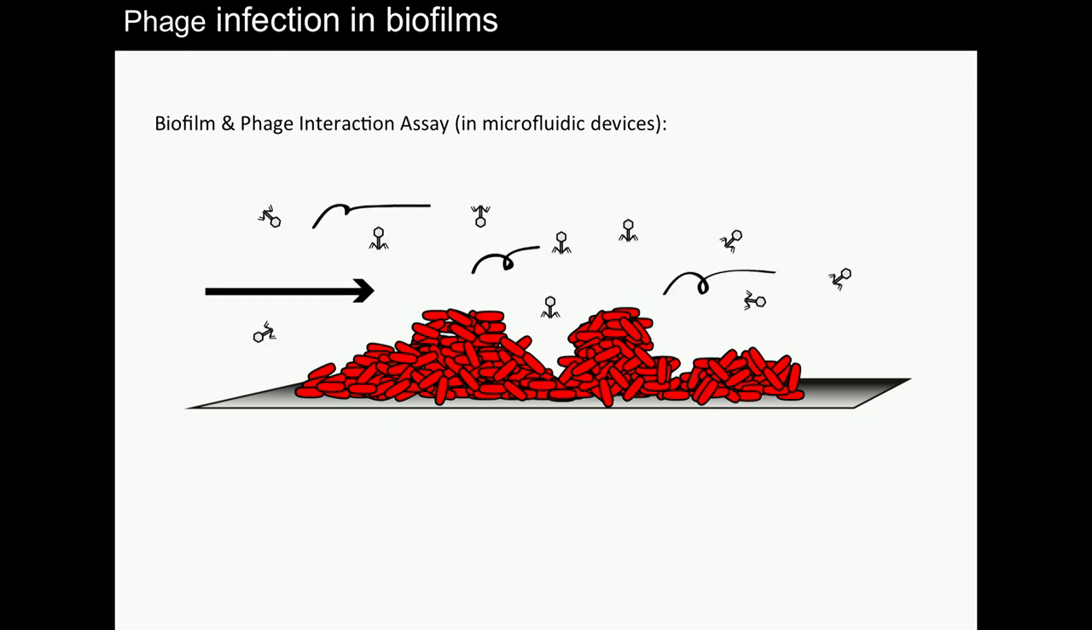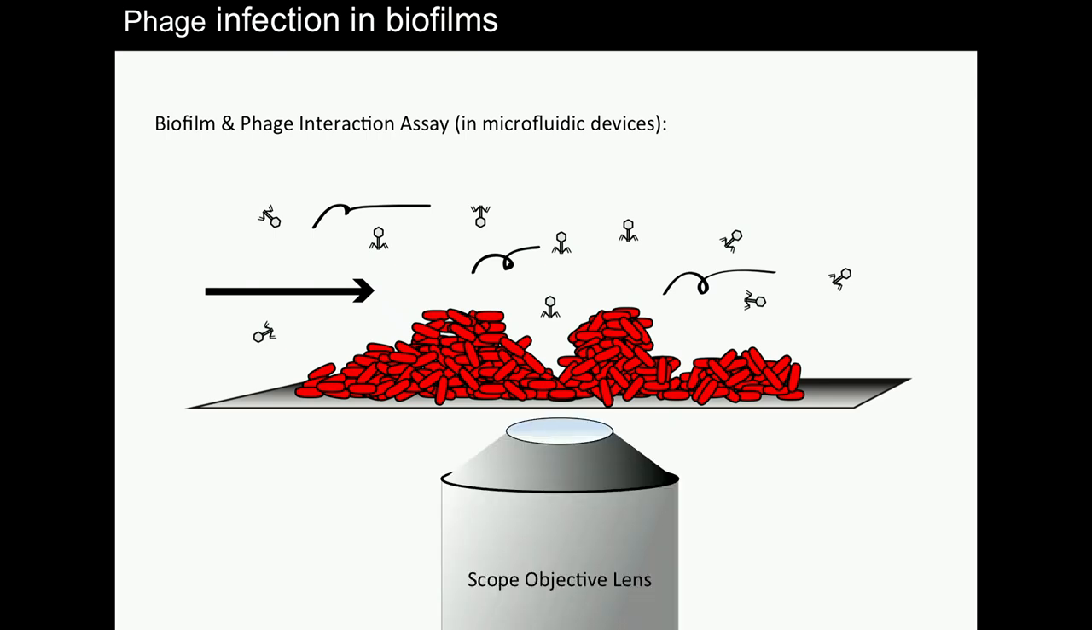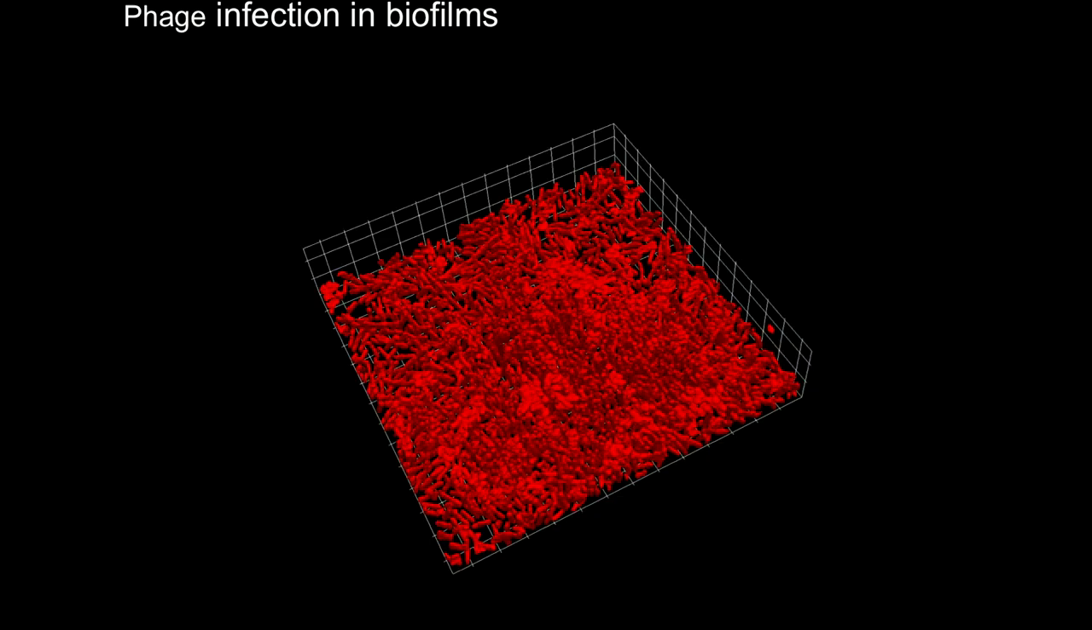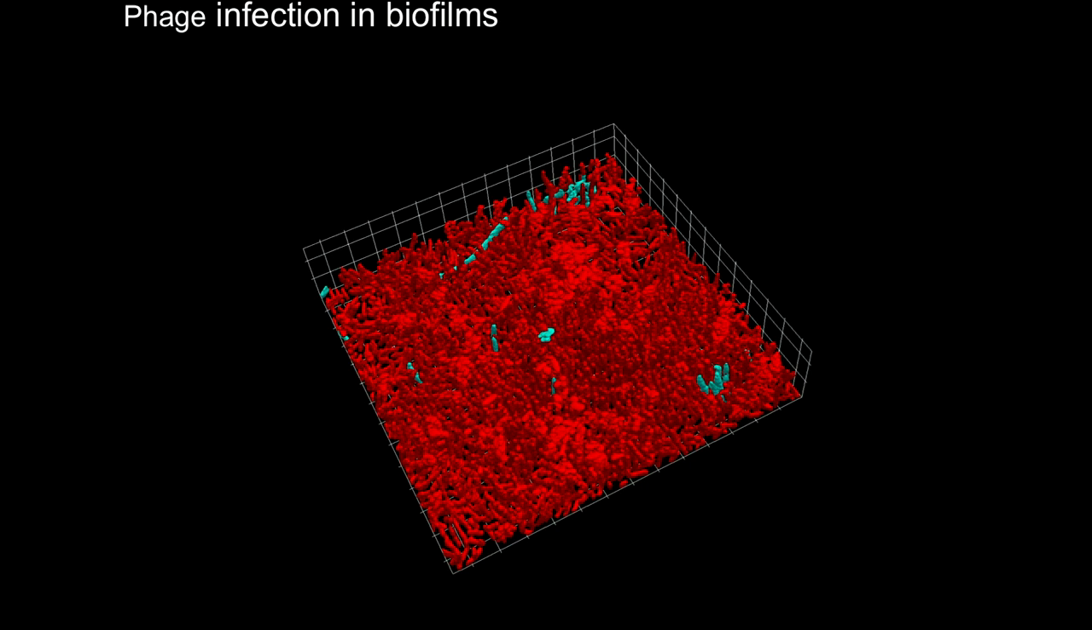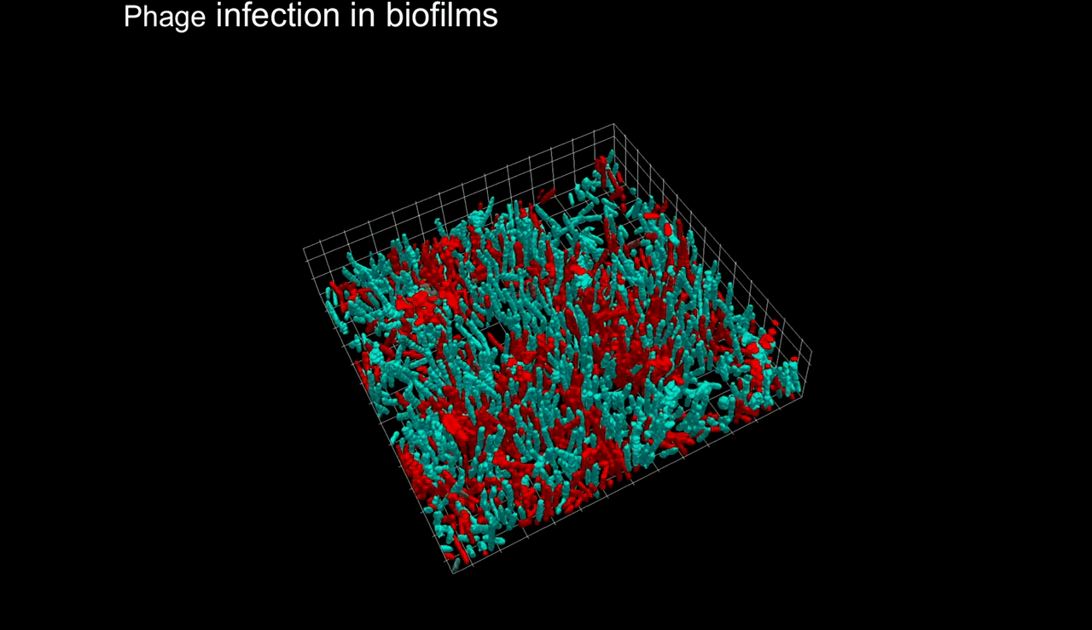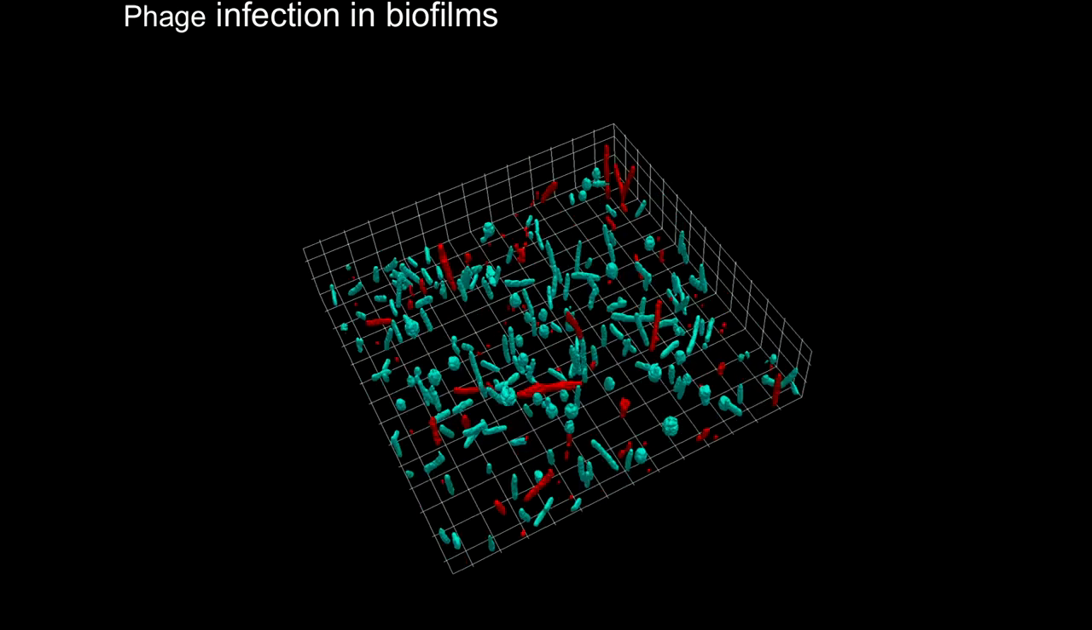Okay, so then we introduce phages. We give them a pulse. We also did experiments where we throw them in continuously. We look under the microscope, and we just see what happens. Okay, so here we have a biofilm. Phages are introduced. And sure enough, the population is obliterated, basically, by phage infection.